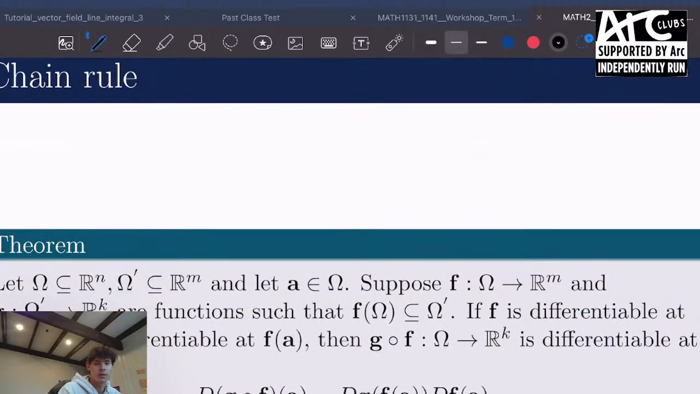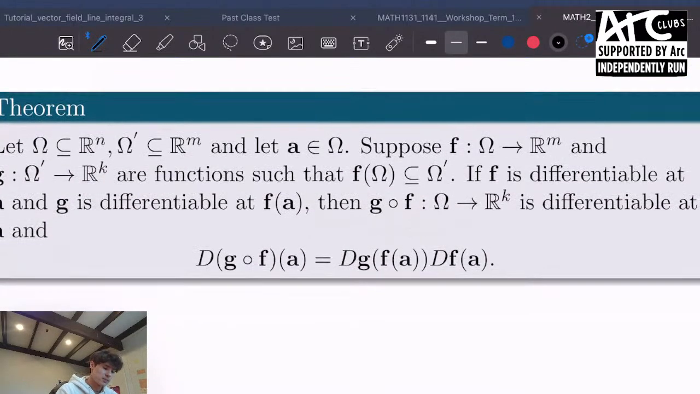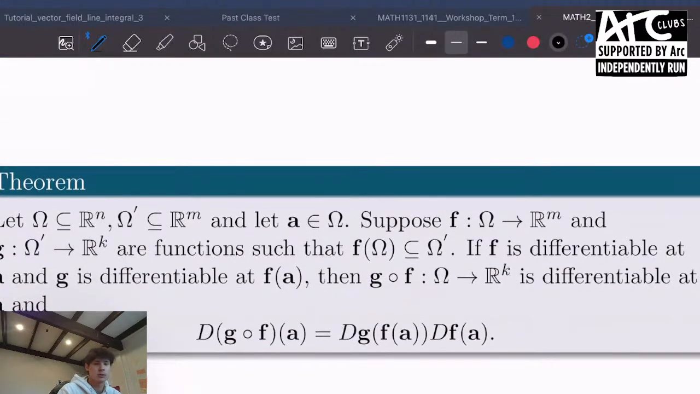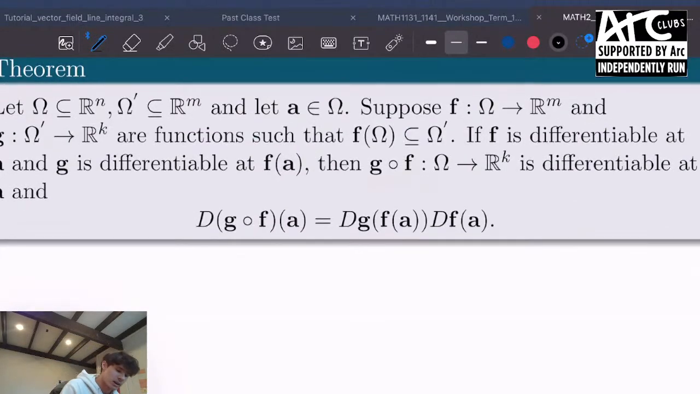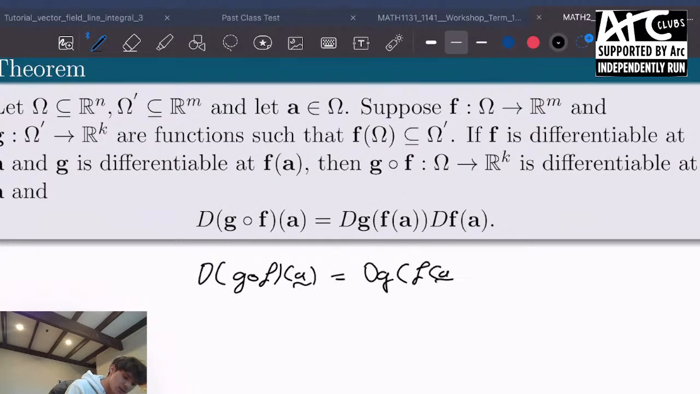So let's move on to our next useful rule when it comes to differentiation. That's the chain rule. So it's an extension of the ordinary chain rule for one-dimensional functions, except in this case, what we're going to be getting is this expression here. That says that the derivative of g of f at some point A is equal to the derivative of g evaluated at the point f(A) multiplied by the derivative of f at the point A.